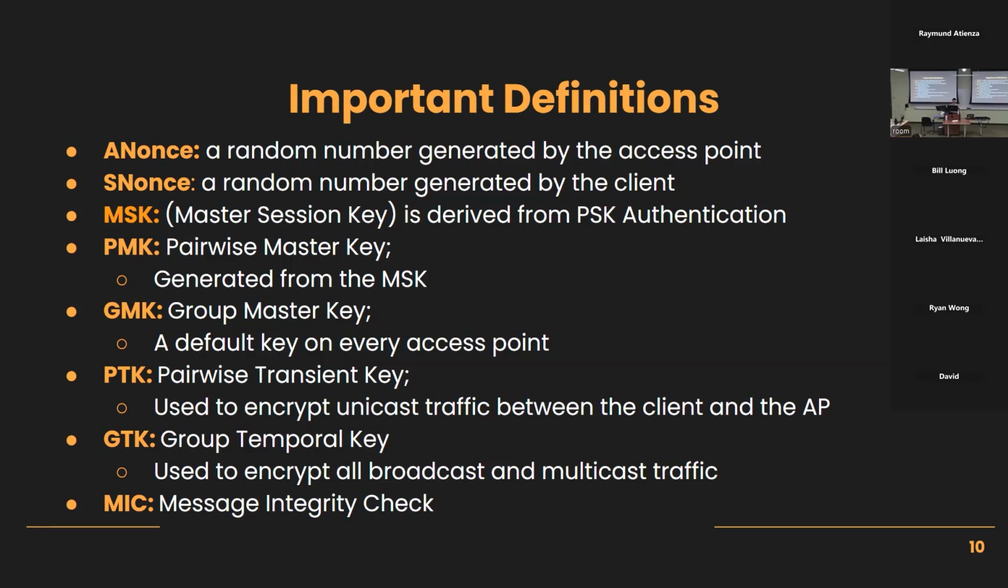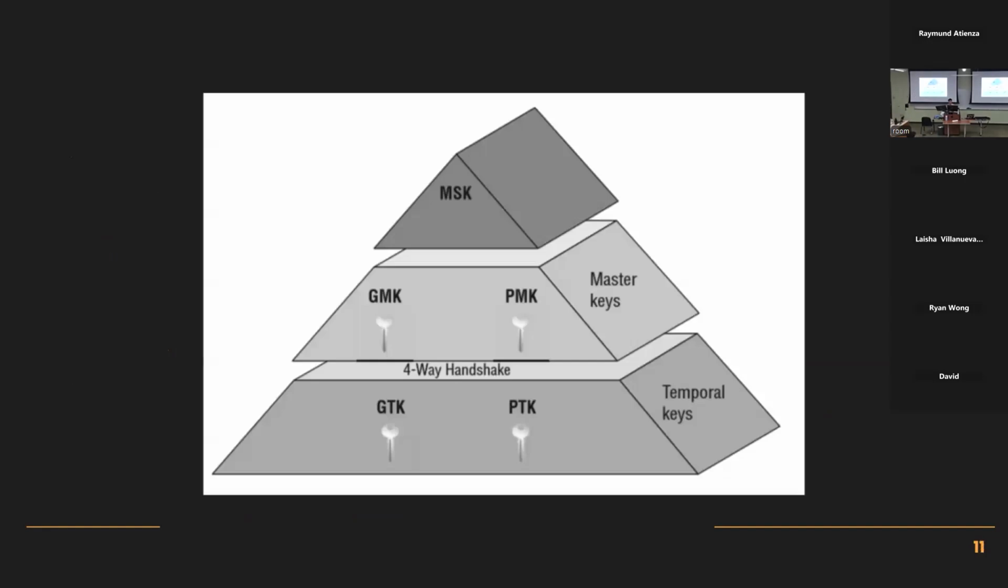MIC, or message integrity check, is basically used to verify that all the keys are passed correctly and everything is fine. So visually, you can see how the MSK is the primary key that is being used. And then GMK and the PMK are derived from it. And then below that are the GTK and the PTK, which rely on the GMK and PMK respectively.